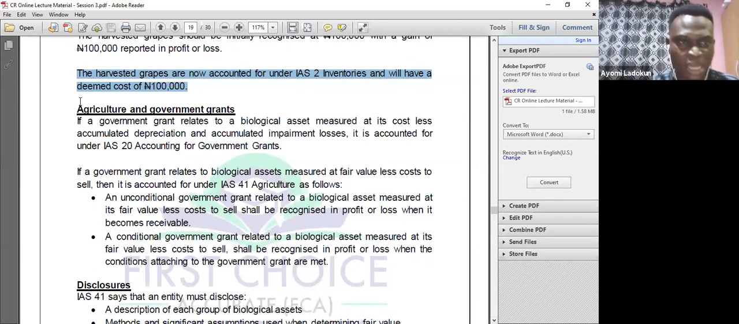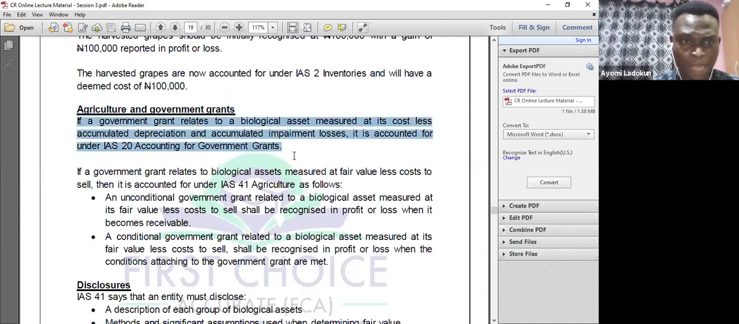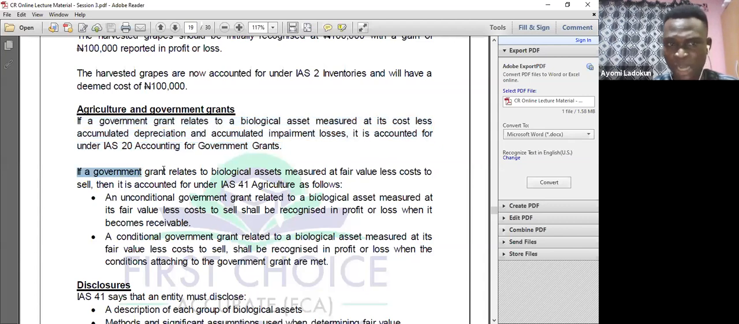Okay, now let's look at this. Agriculture and government grants. Maybe sometime we are going to do IAS 20, accounting for government grants and disclosure of government assistance. So it's possible that if a government grant relates to biological assets measured at fair value less cost to sell, then it's accounted for under IAS 41 as follows. If a government is giving an unconditional government grant related to biological assets measured at fair value less cost to sell, it shall be recognized in the profit or loss account when it becomes receivable.